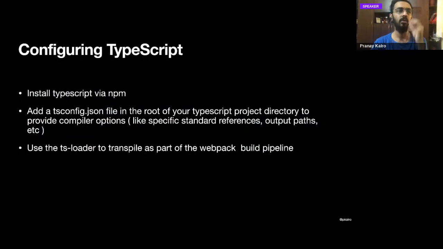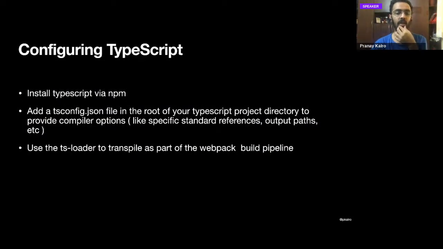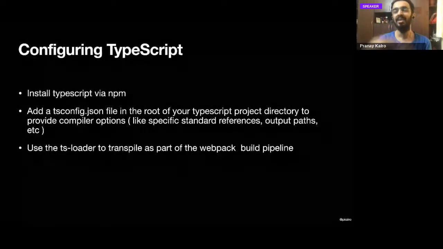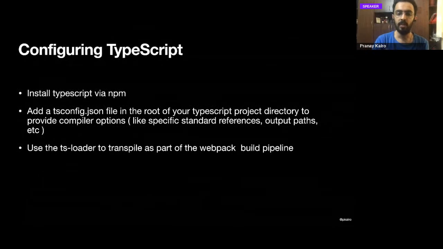What tsconfig.json does is basically give options. It's like a configuration for the TypeScript compiler. When it compiles your TypeScript code, it looks at the tsconfig.json to see what kind of parameters to pass to the compiler. For example, what is going to be the output directory of my destination file, and do I want to create source maps and things like that.